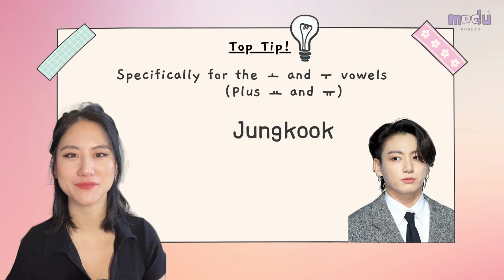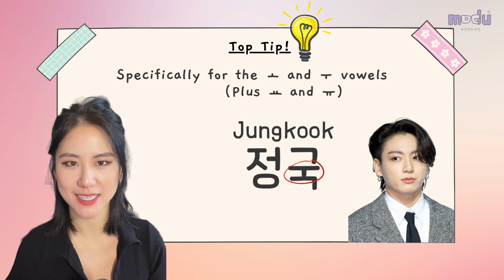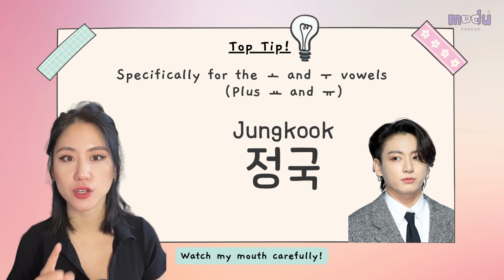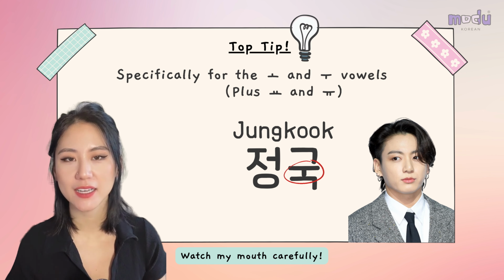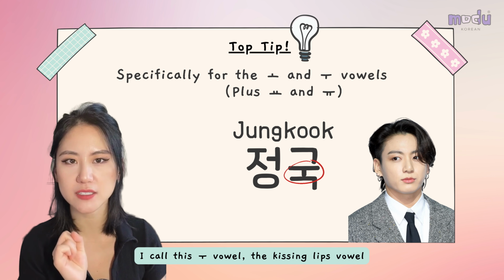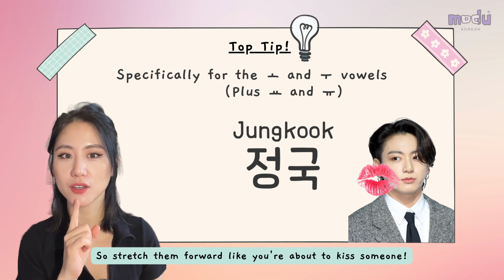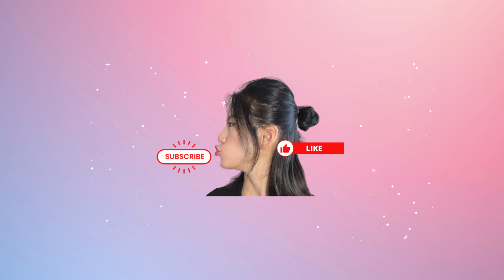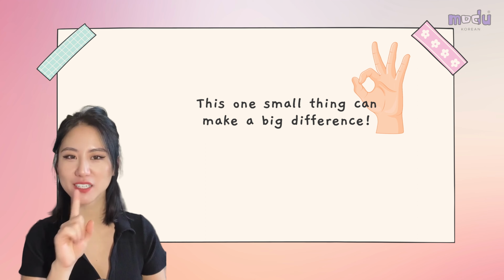For example, when we're saying JK's Korean name, it has a U in the second syllable. So what we don't want to do is say Jungkook. Jungkook is how we say it in English, right? In Korean, we need to stretch our lips out even more. That's why I like to call this vowel the kissing lips vowel. So instead of going cook like this, we're going cook. So make sure your lips are really stretching out.